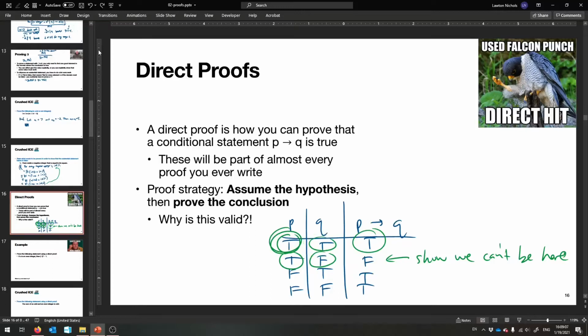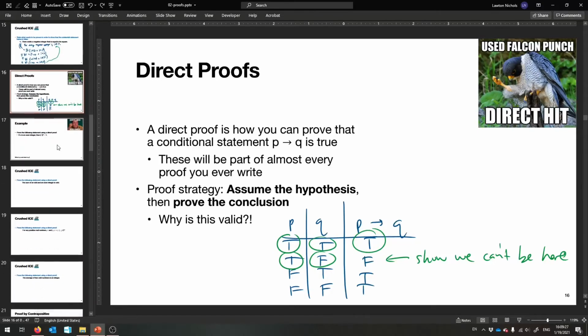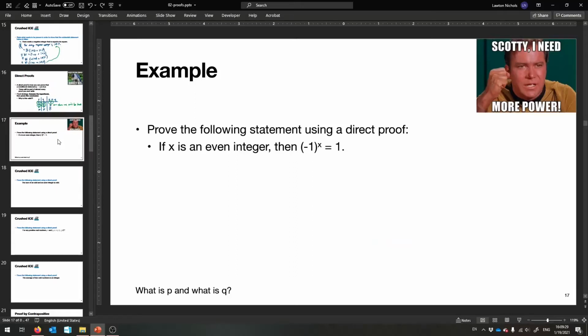Okay? So that is how I want to show you that. And hopefully that made sense. Please yell at me in office hours if it didn't, because this is key. Okay? We just need to show that we're not in this one case. And so if we assume that P is true, we just need to show that Q is true to make sure that we're in the good one. All right. So we're going to get plenty of examples for these. Lots and lots of practice.